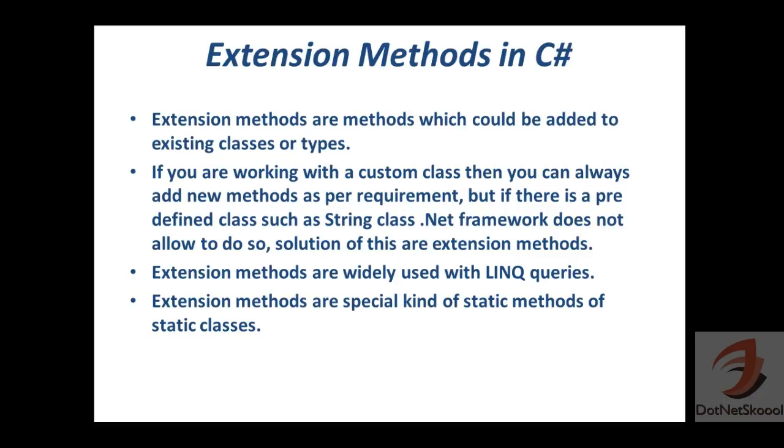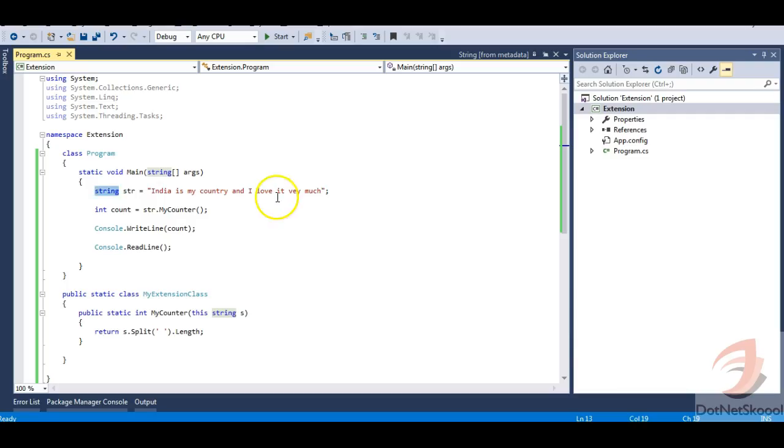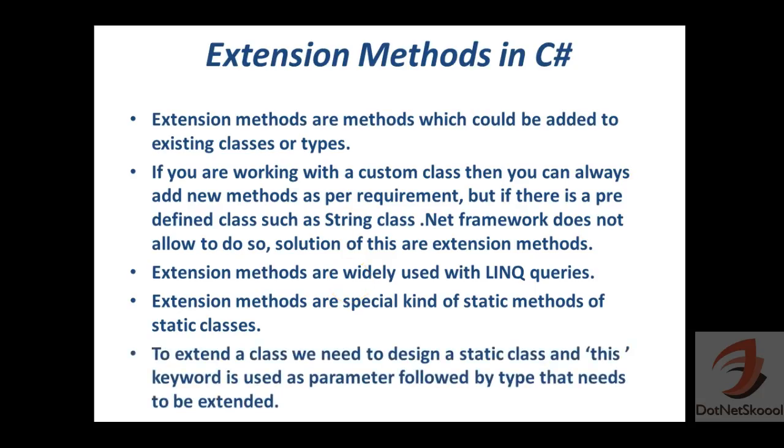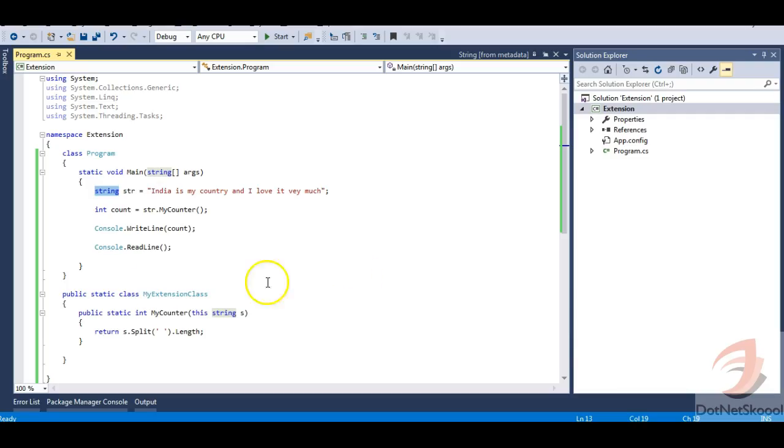So extension methods are special kind of static methods of static classes. So you can see my counter method is a static method and it belongs to a static class. Okay, so this static class acts as a wrapper around string class. Now to extend a class, we need to design a static class, and this keyword is used as a parameter followed by type that needs to be extended. So I am using this keyword followed by the type that needs to be extended. So this is the syntax of extension method, and you need to remember it because it's widely used in interviews, that how you will define extension methods.